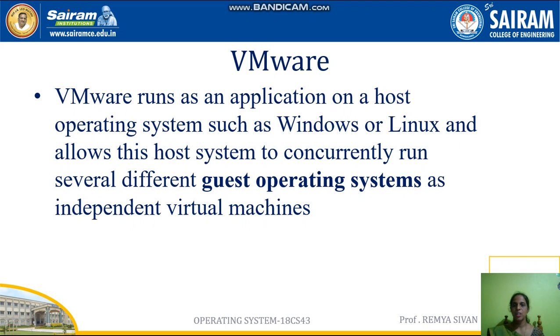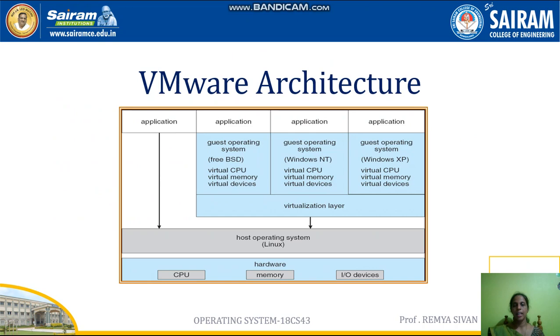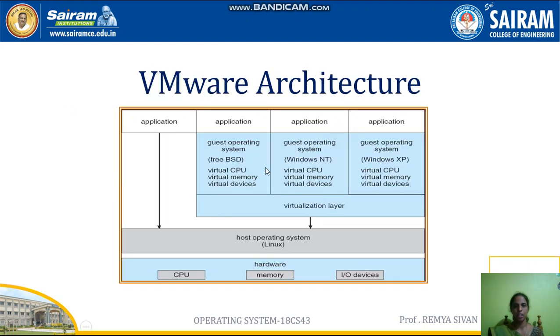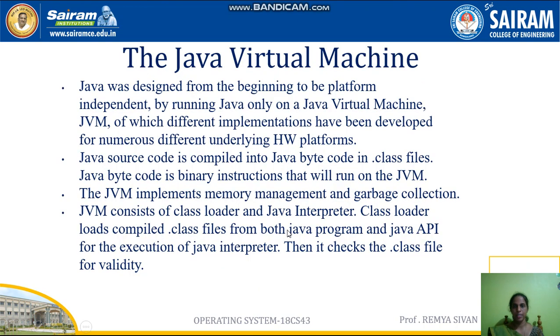VMware runs as an application on a host operating system such as Windows or Linux, and allows this host system to concurrently run several different guest operating systems as independent virtual machines. This is the architecture for VMware. Different guest operating systems will be running as independent virtual machines. And the next example is the Java virtual machine.